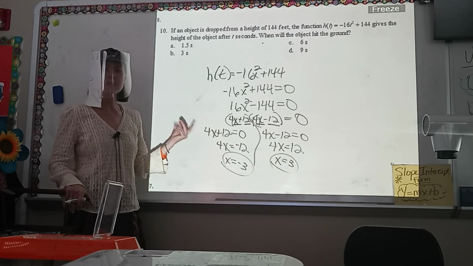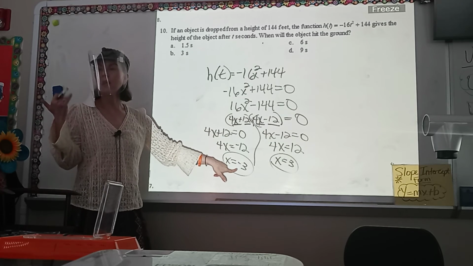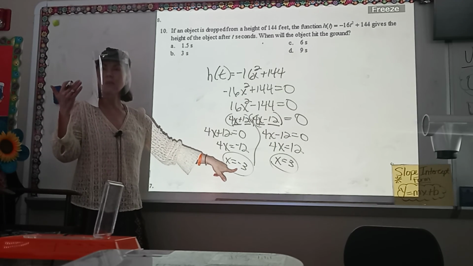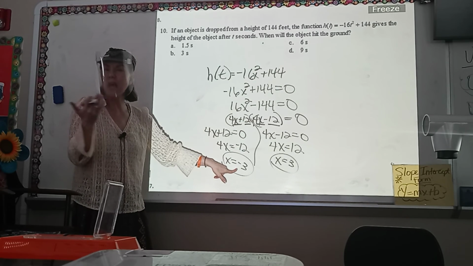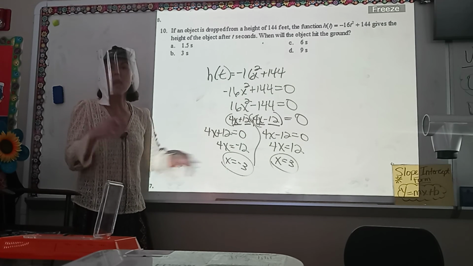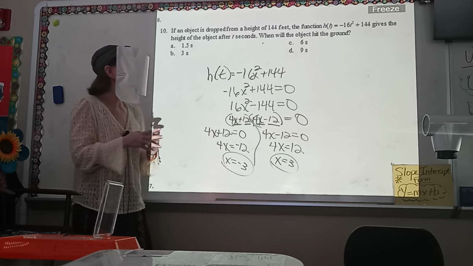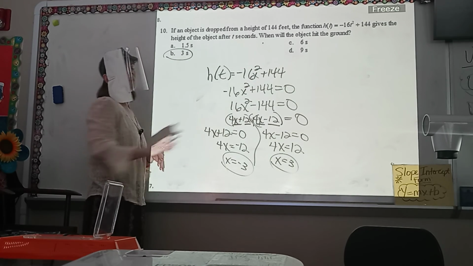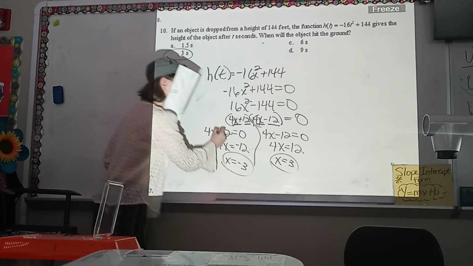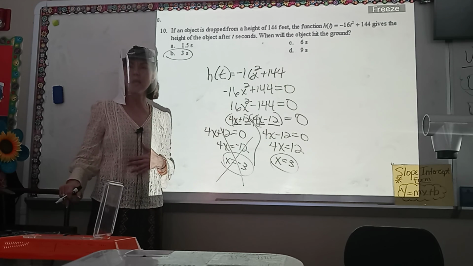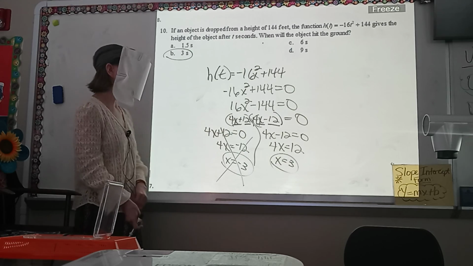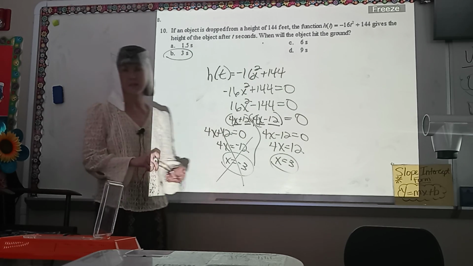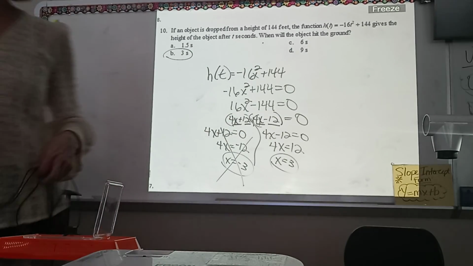So eyes up here, please. Since when is time negative? No, time is never negative, you guys. So our answer would be B, 3 seconds, because the negative answer does not apply, because time is never negative. So our answer is B, 3 seconds. That was EOC Bellwork number 8.